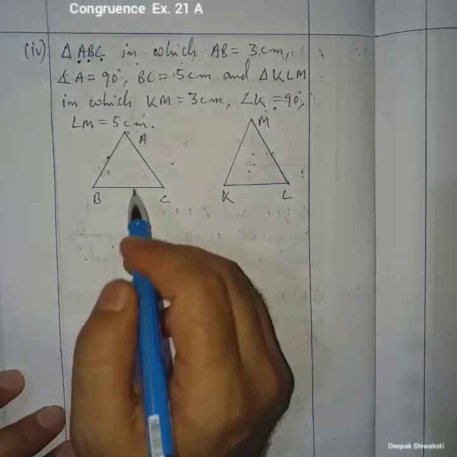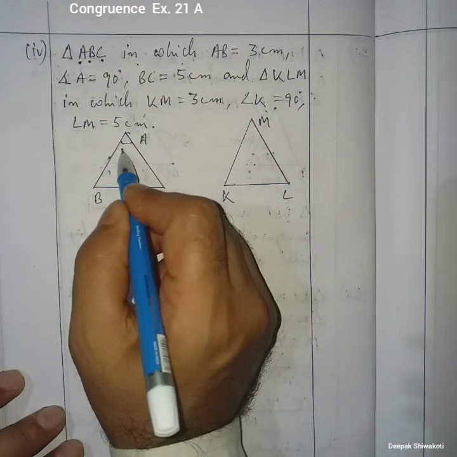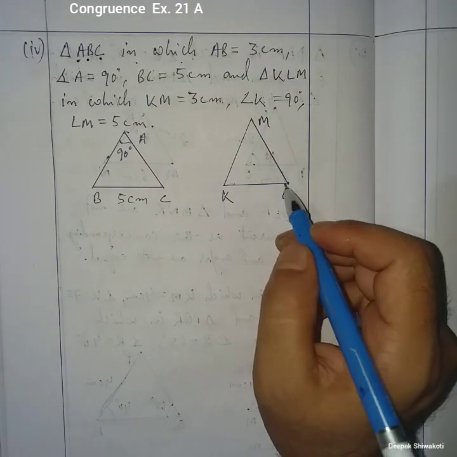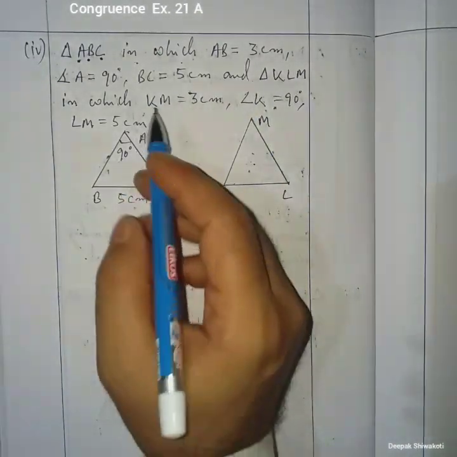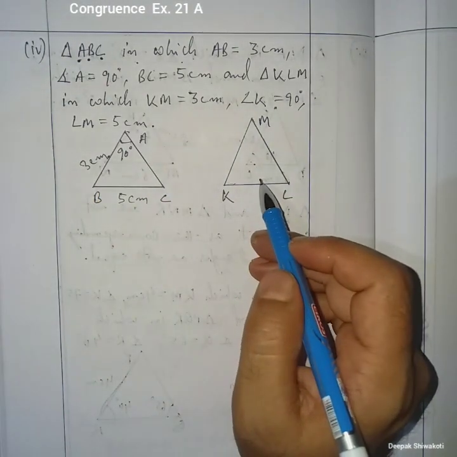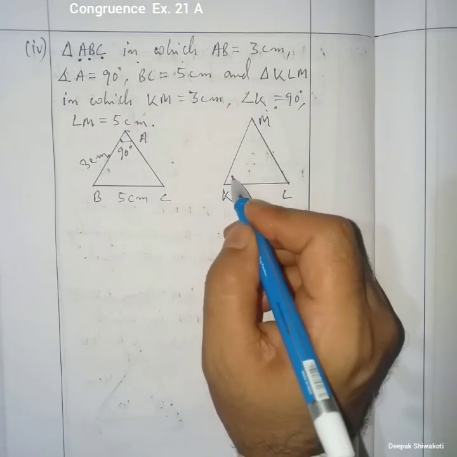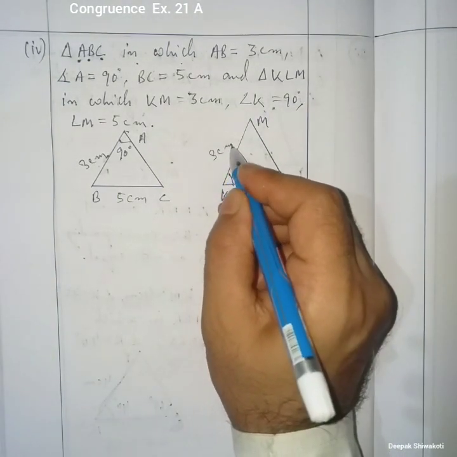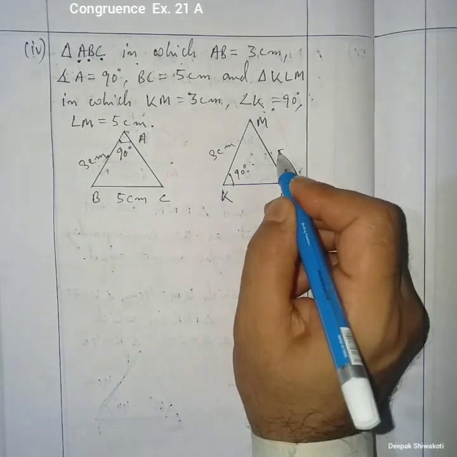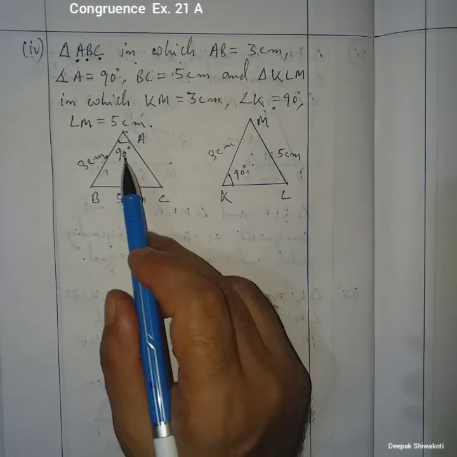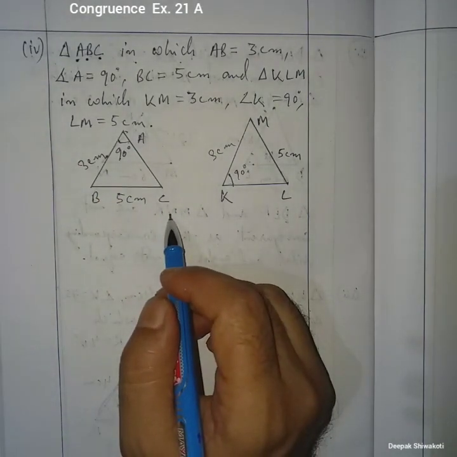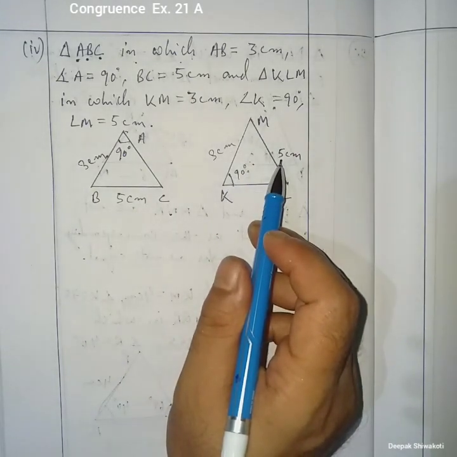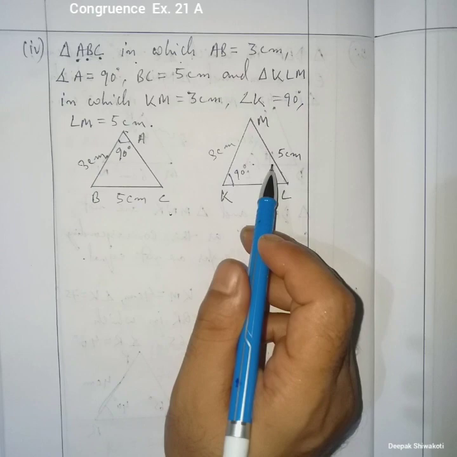In triangle ABC, angle A is given as 90 degree, the side BC is 5 centimeter, and AB is 3 centimeter. And in triangle KLM, angle K is 90 degree, KM is 3 cm and LM is 5 cm. So this is angle, side and side given here. Here it is given as angle, side, and the side opposite to 90 degree is given as 5 cm.